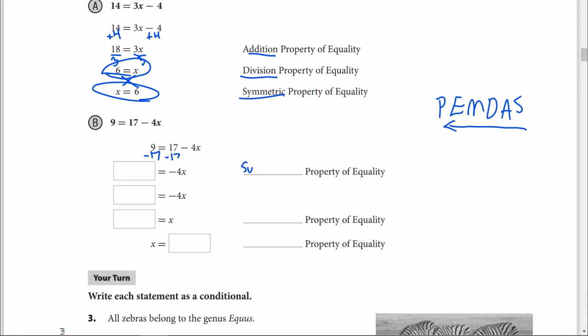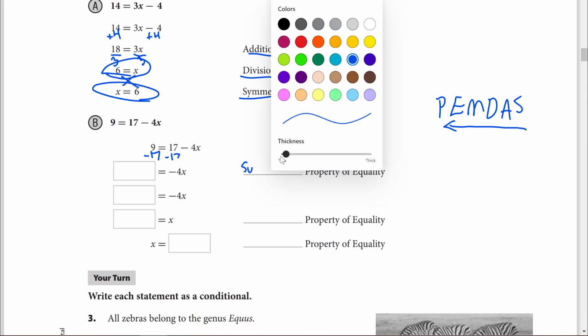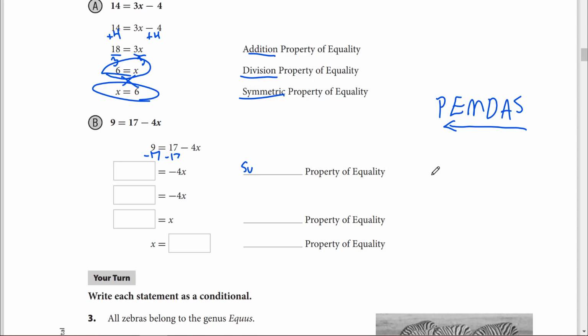And let me see if I can make my pen a little thinner so I can write these where they're easier to read. Okay, here we go. So subtraction property of equality. And 9 minus 17 is going to give me negative 8. That's a typo, we don't need that line.